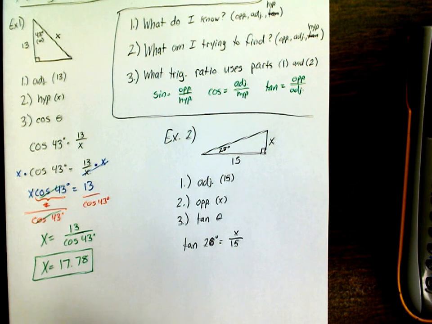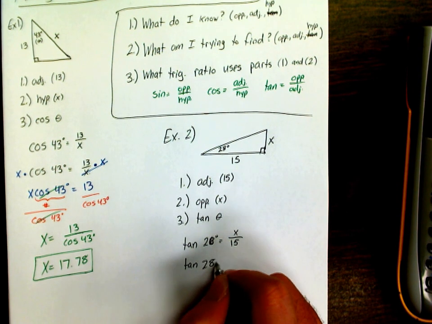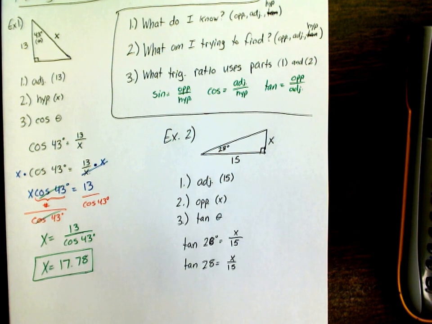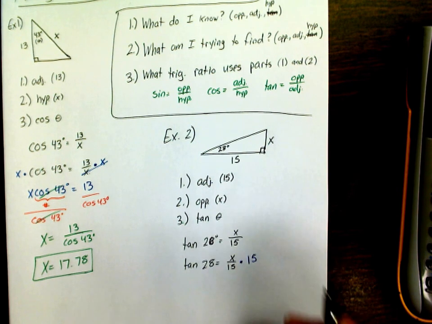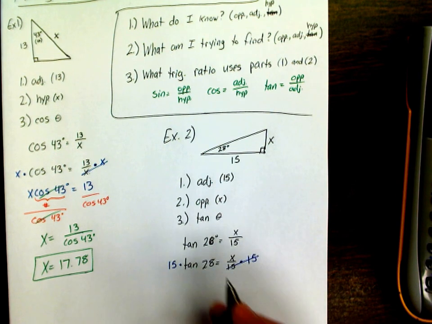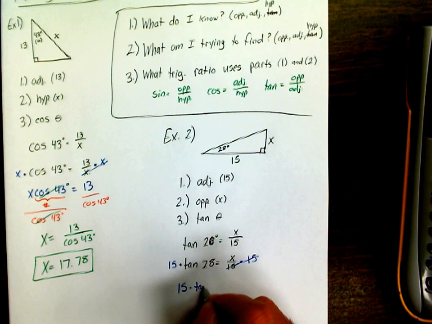So, starting over again, tangent of 28 is equal to x over 15. I'm going to multiply by the denominator. That's always my first step. Multiply by the denominator. Those cancel. So I get 15 times the tangent of 28 is equal to x.